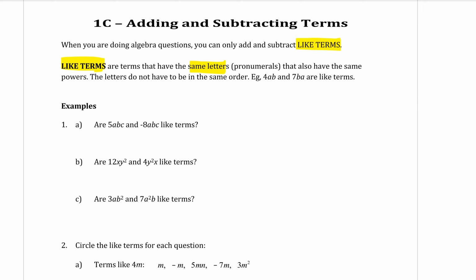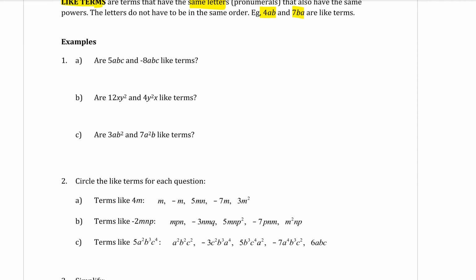So a 4AB and a 7BA, they both have an A, they both have a B, they've just changed the order. All right, example number 1. Are these like terms? We have 5ABC and minus 8ABC. Do they have exactly the same letters? Yes. So yes, they are like terms.